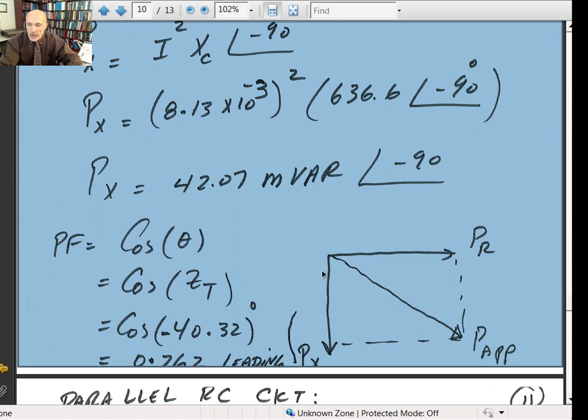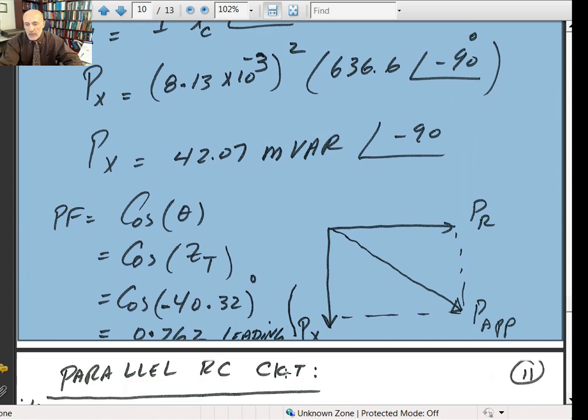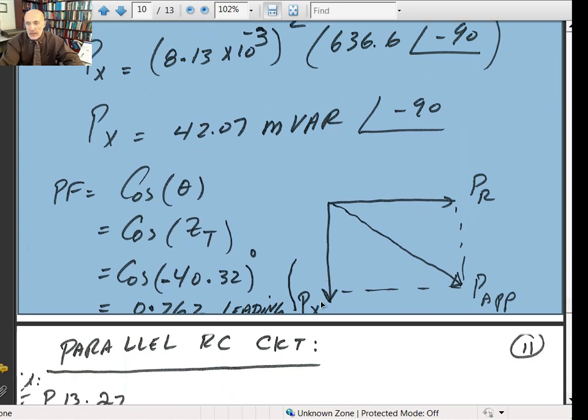Leading and lagging power factor refers to the angle of the current with respect to the voltage. So if it's a capacitive load, the current is leading. If it's an inductive load, the current is lagging the input voltage, so that's called the lagging power factor. So leading power factor gives you a negative angle, lagging power factor gives you a positive angle, so it's the exact opposite.